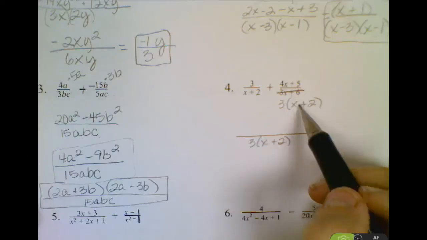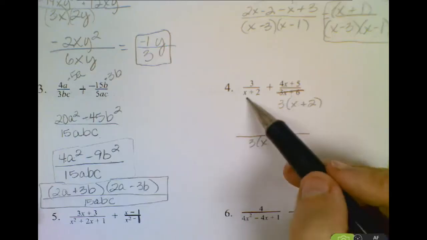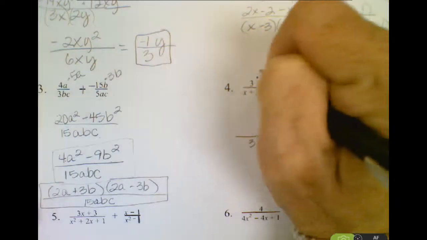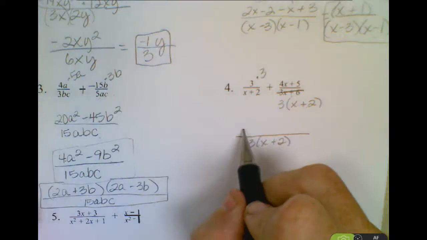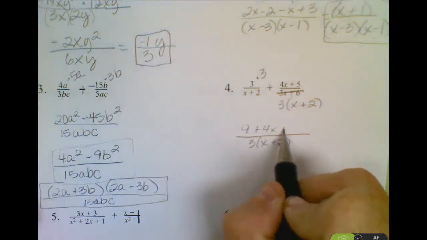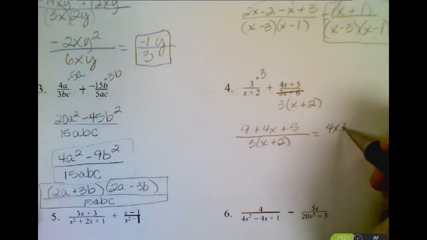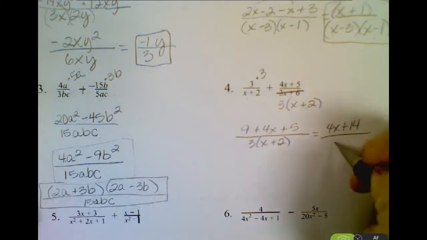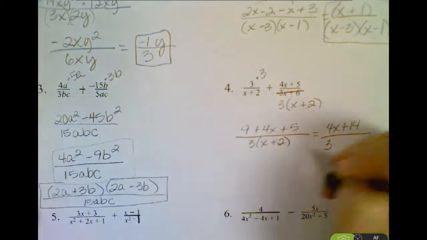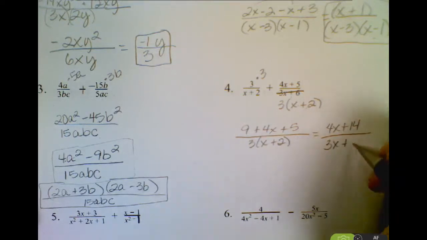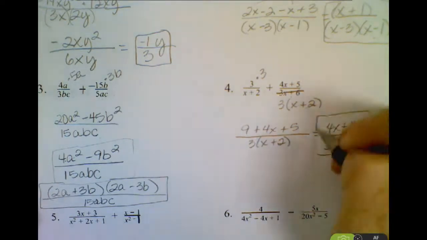So this side's not missing anything. This side has an x plus 2, but it doesn't have a 3, so you would need to multiply that top by 3. So then you would get 9 plus 4x plus 5, which gives you an answer of 4x plus 14 over 3. We can multiply that out and get 3x plus 6.